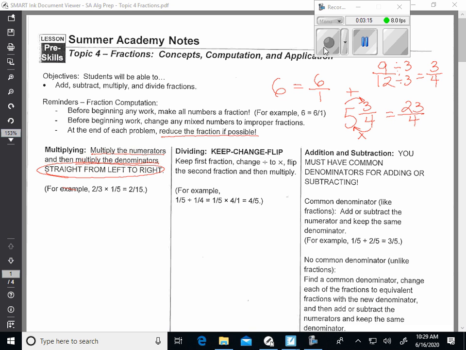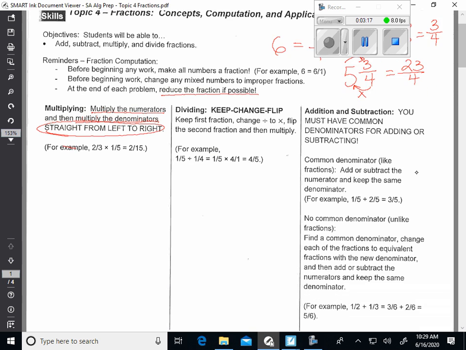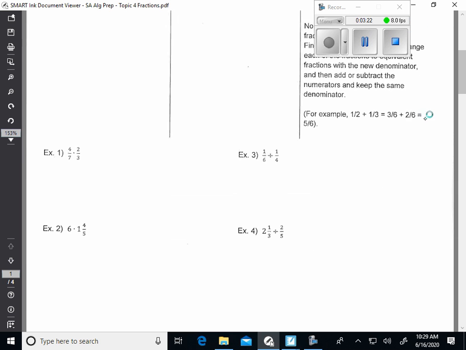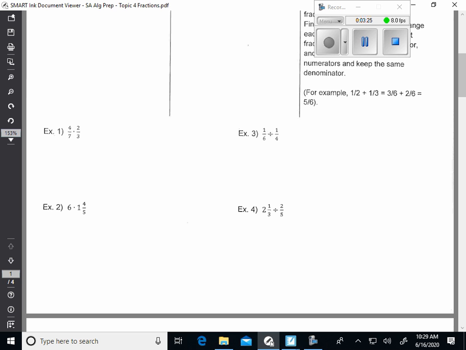So with that, let's go ahead and look at some examples for multiplying, which are examples 1 and 2. So example 1, 4 over 7 times 2/3. So that's 4 times 2, which is 8. 7 times 3, which is 21. So we finished our multiplication. 8 and 21 cannot be reduced, so this is our final answer for that multiplication.